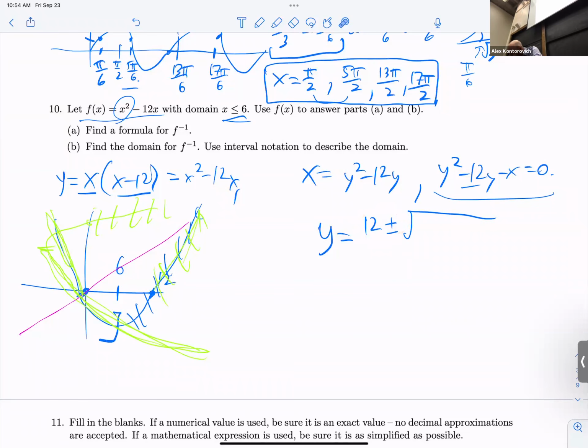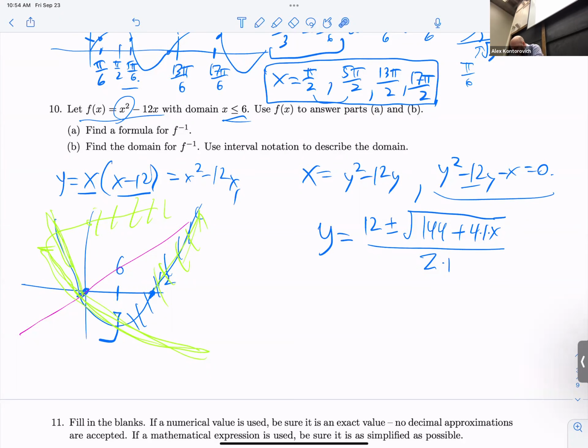12 plus or minus the square root of b squared. It's 144. If you wrote 12 squared, you wouldn't lose a point. Minus 4 times a, which is 1, times c, which is negative x, divided by 2a. A is 1. Right? Negative b plus or minus the square root of b squared minus 4ac over 2a. You guys hopefully were drilled this into your core, into your teeth. Okay? Now, again, that's the formula.